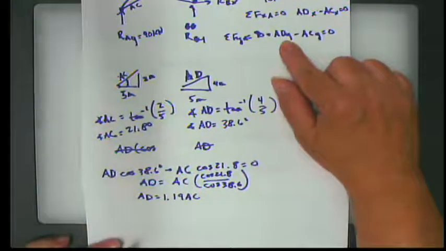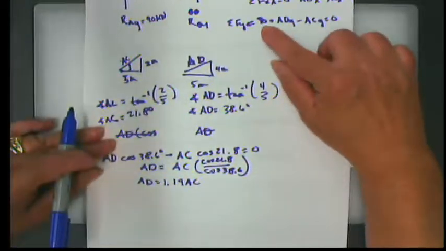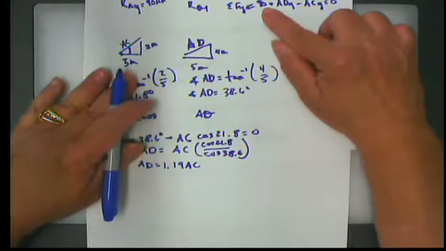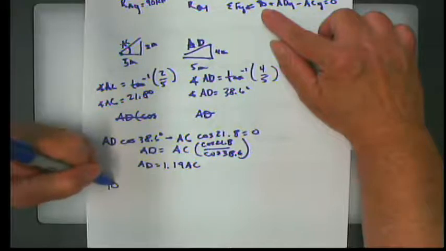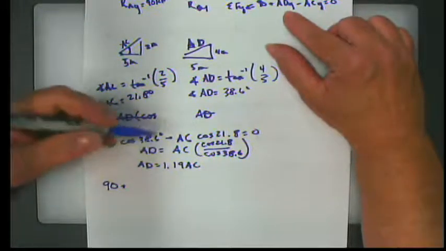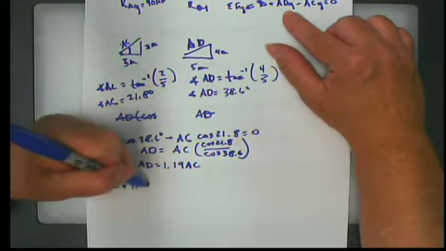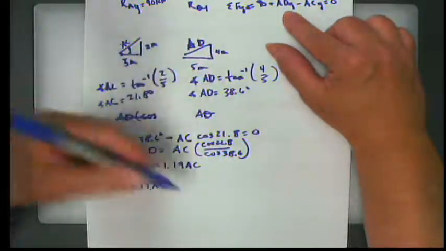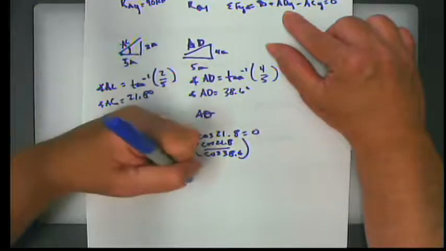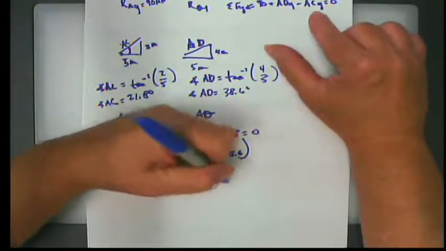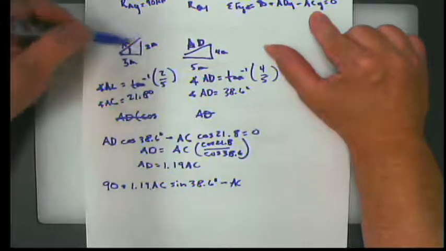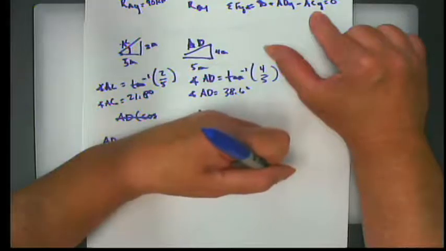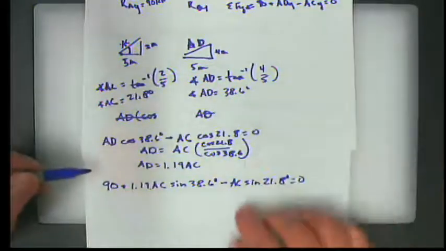There we go. Super. All right, so if we substitute that in when we do our summation of forces in the y direction, we have 90 kilonewtons plus AD in the y direction, which is 1.19 AC. Now, AD in the y direction is going to be times the sine of 38.6 degrees minus AC in the y direction, which is AC times the sine of 21.8 degrees equals 0.